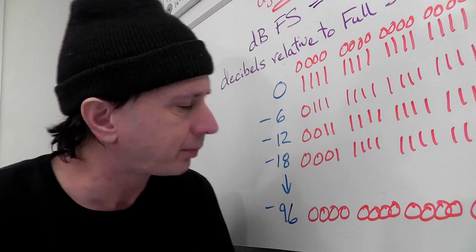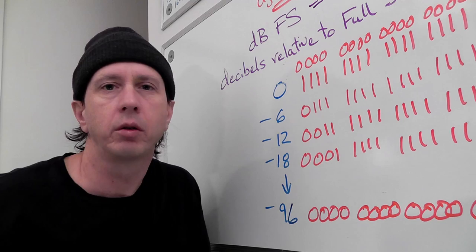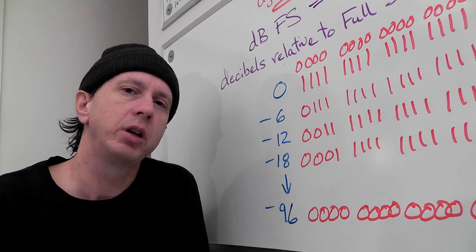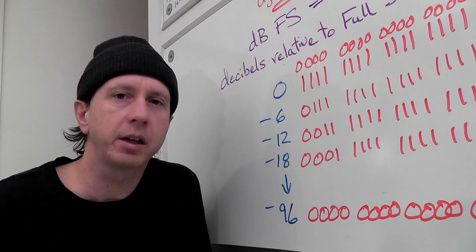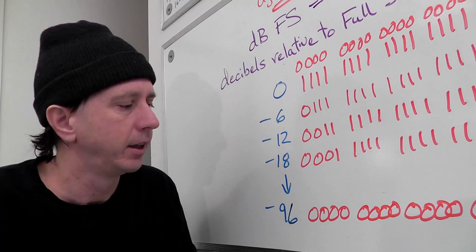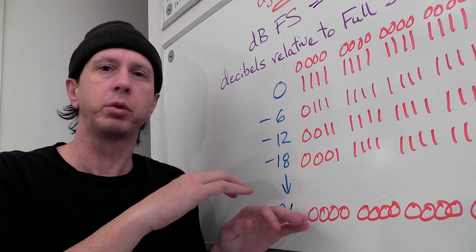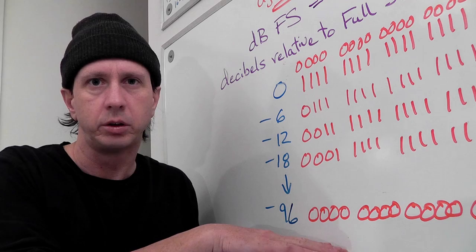Now, if you have a 96 decibel range. It's called a dynamic range, okay? The dynamic range in a piece of music is the difference in decibels from the lowest signal to the loudest signal. So how do you get your lowest signal? That's a little bit tricky. That's when nothing is playing and you're measuring what's called the noise floor. I'll come back to the noise floor in a second.